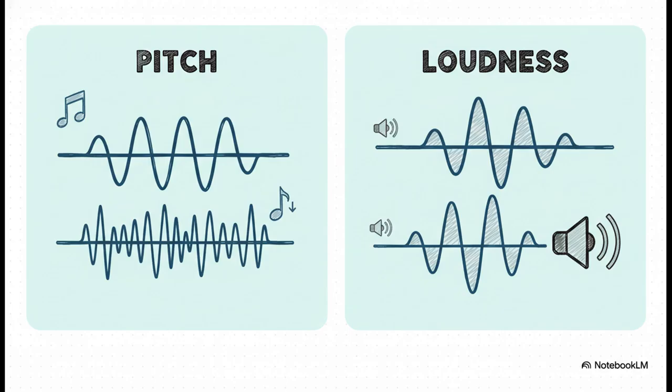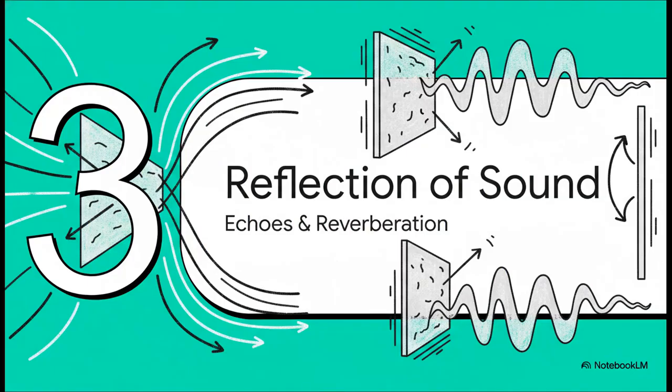Students often get confused between these two terms, pitch and loudness. So let's be very clear. Pitch is determined by frequency. A high frequency means a high pitch, like a whistle. A low frequency means a low pitch, like the sound of a drum. On the other hand, loudness is determined by amplitude. A high amplitude means a loud sound. Simple. Okay, let's move on to our next topic.